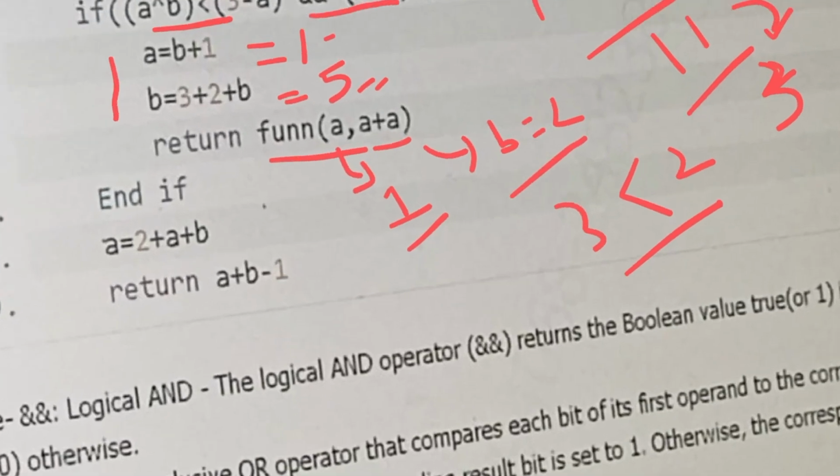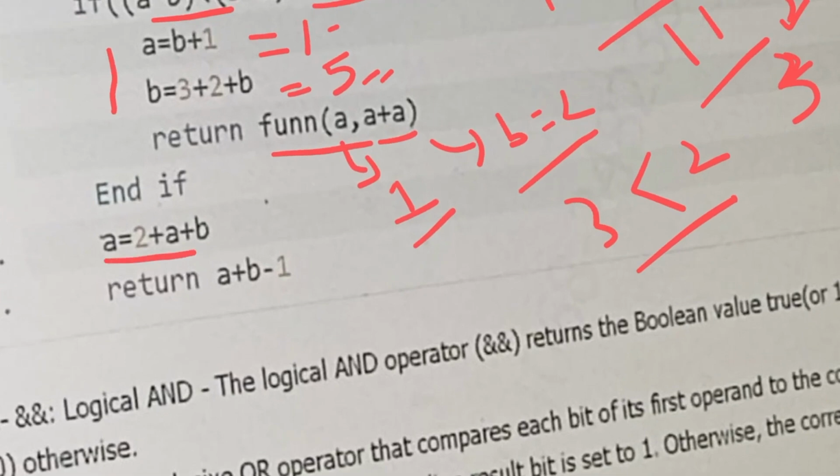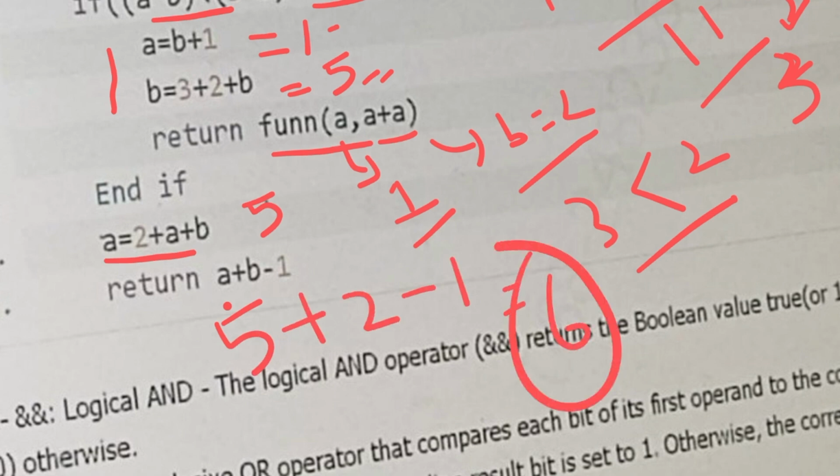Okay, so now the value of a is again reinitialized, 2 plus a plus b. So 2 plus a means 1, 2 plus 1 is 3, plus b was 2, so 3 plus 2 is 5. Okay, so value of b is 5. So a is 5, b is 2 and minus 1. 5 plus 2 is 7, minus 1 is 6. So this is the correct answer.